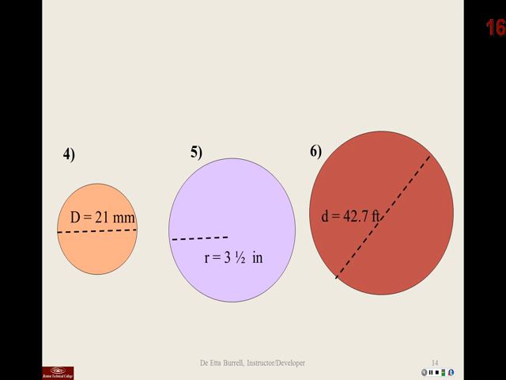Okay, this time I want you to use a pi of 22/7. Pi for all of them, 22/7.